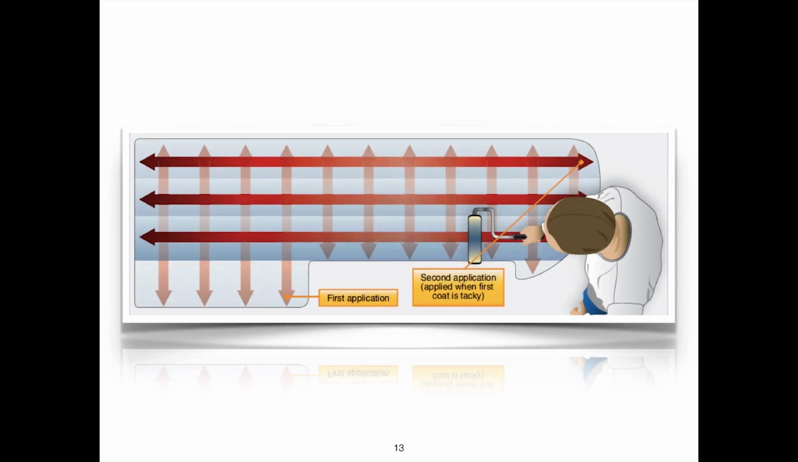Cross coat is brushing or spraying when the second coat is applied at right angle to the direction the first coat was applied. The two coats together make a single coat.